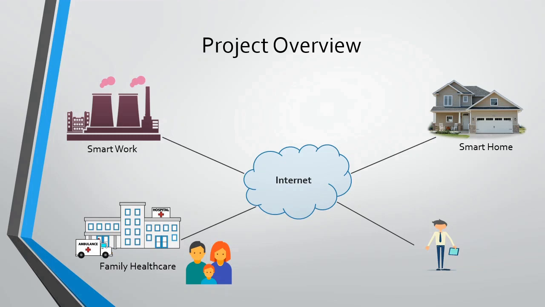This is the overview of the project. The project will consist of three main components: smart home, smart work, and family healthcare. Therefore, all of these components are connected through cloud and be accessible anywhere, anytime. Ultimately, data availability in these components is consolidated in a smart life dashboard. This dashboard will be used to access all components using a PC or handheld device.